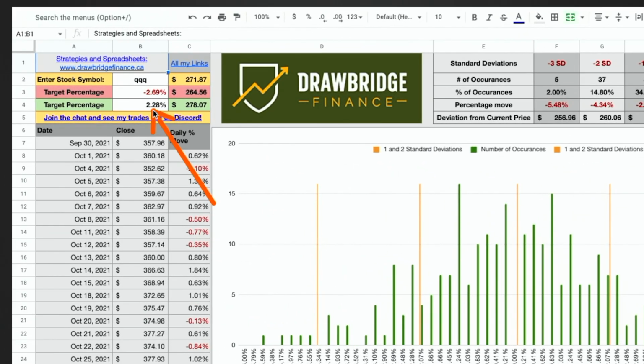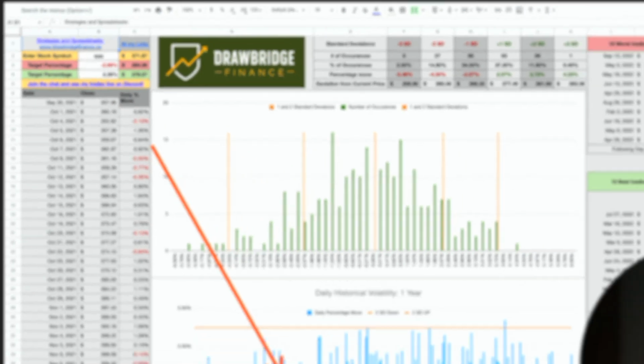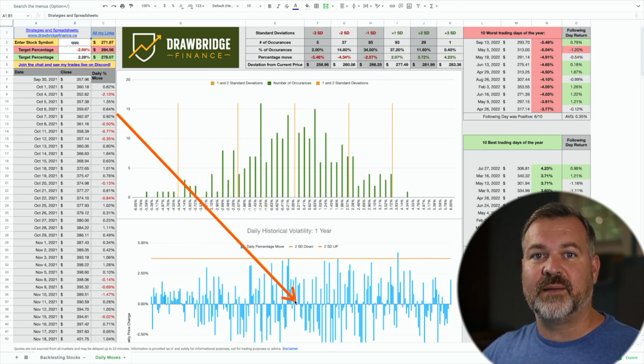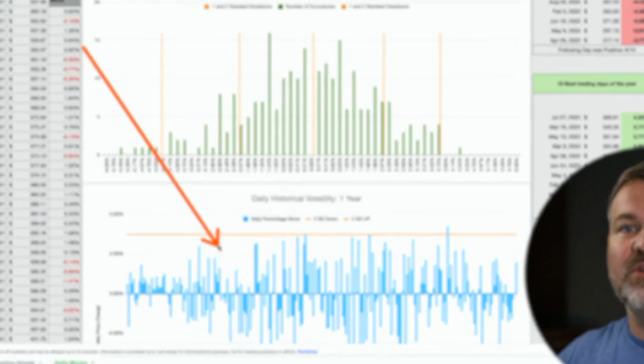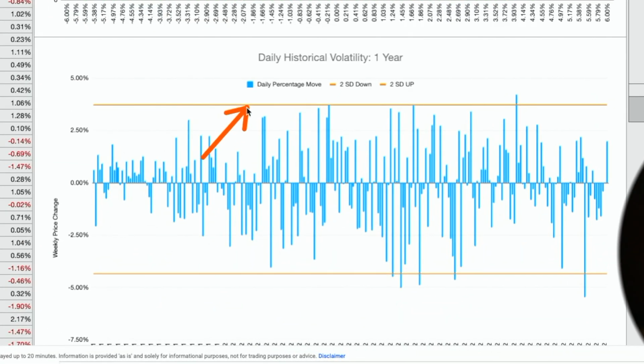Now it works in a very similar fashion. Up here at the top, we put in a ticker in cell B2. And then what we can do is we can put in a target percentage, either lower or higher or both, whichever you like. And I'll get to that in a few moments. It pulls up the daily volatility over time. So we look at the past year and we can see every single day how much percentage wise it moved. And we can see a 2 standard deviation line charted.